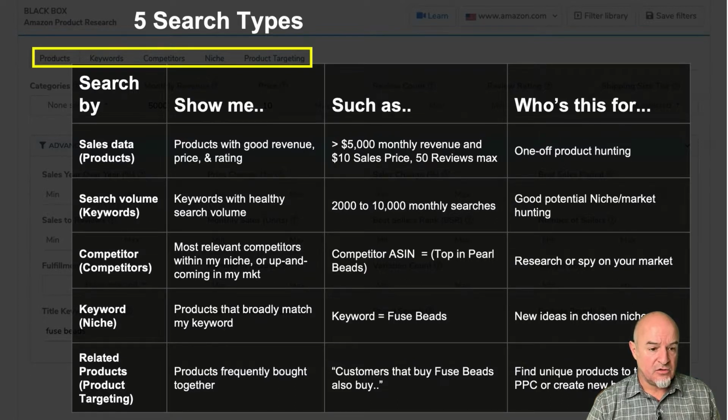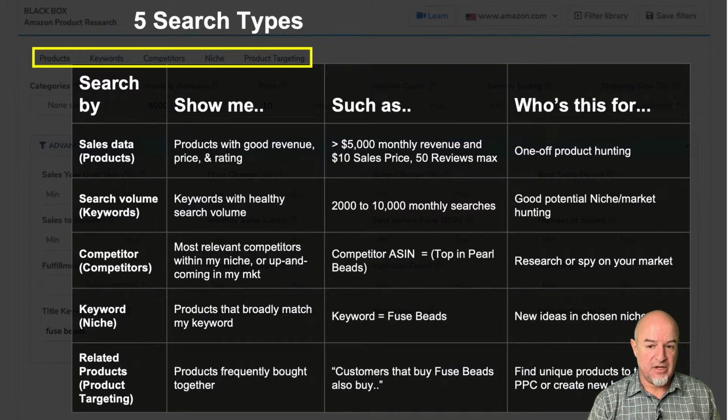Okay, so in the products tab, it's only going to deliver individual products. It's not going to show you groups of products. It's not going to show you market keywords or anything of the likes. Those are to come in the other tabs. But this one is if you just want to find single products selling on Amazon that match this criteria.